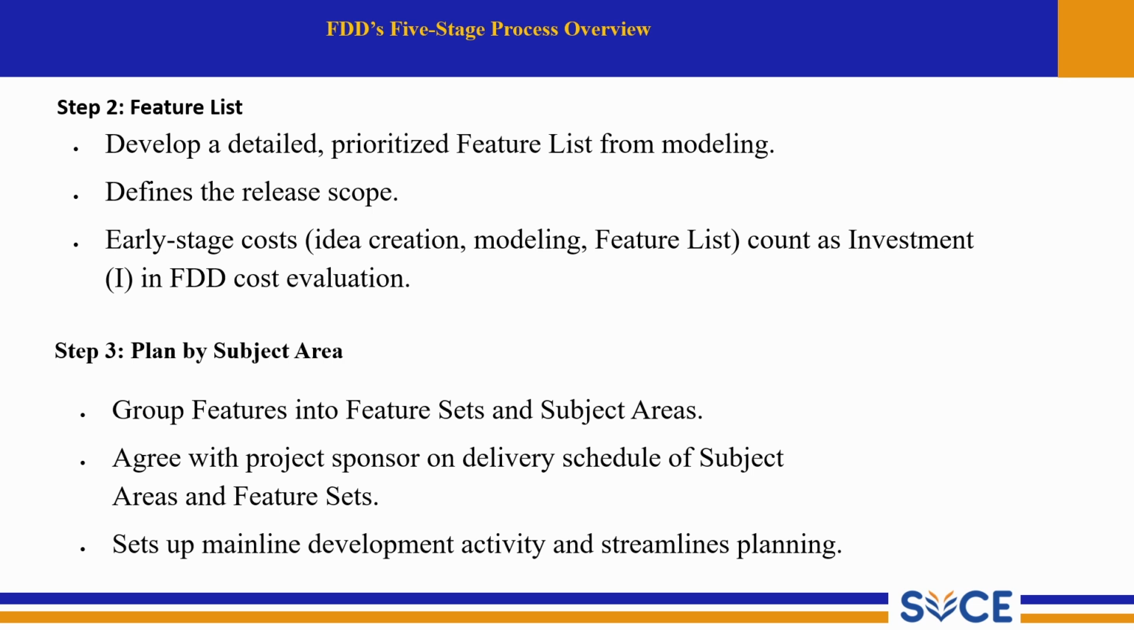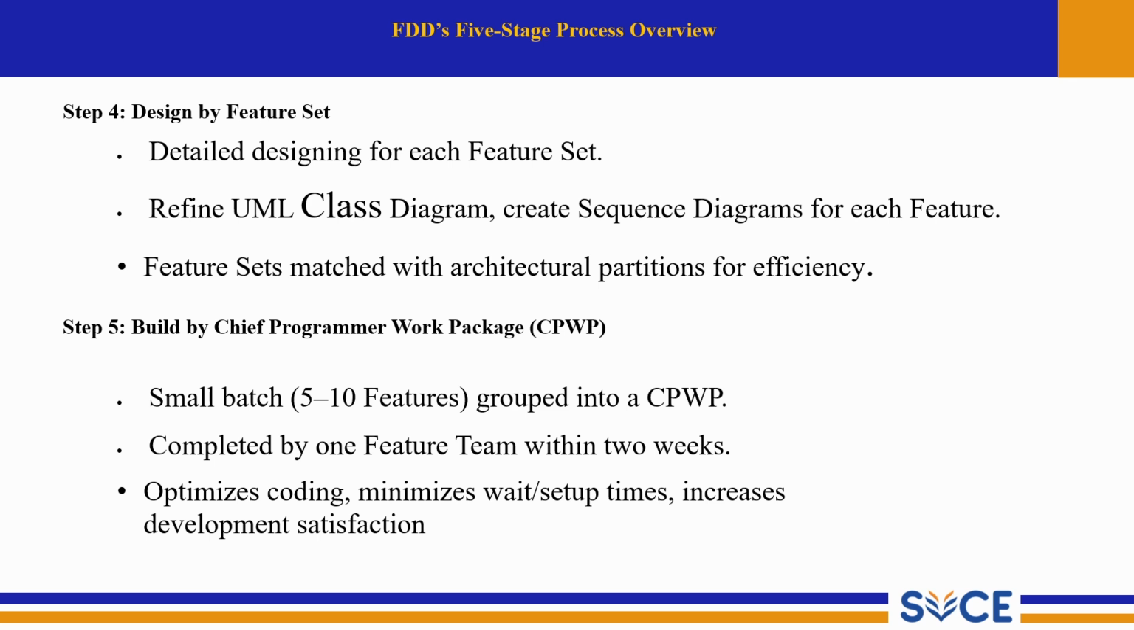So planning by subject area ensures both the team and the sponsor are aligned on what will be delivered and when. Next we will move on to step 4, that is design by feature set. Here is the detailed designing for each feature set. This means once features are grouped, the team goes deeper into their design to ensure clarity before coding begins.